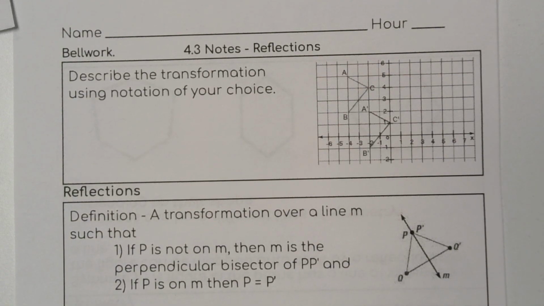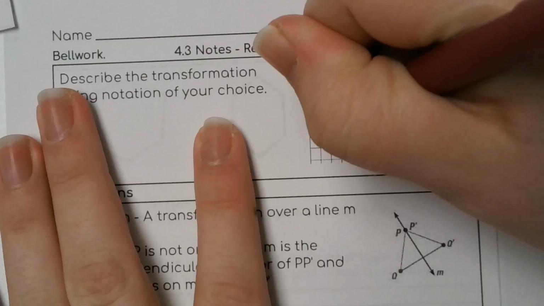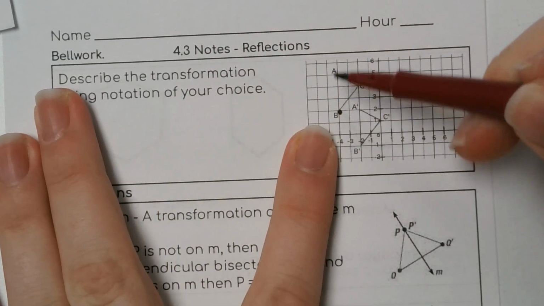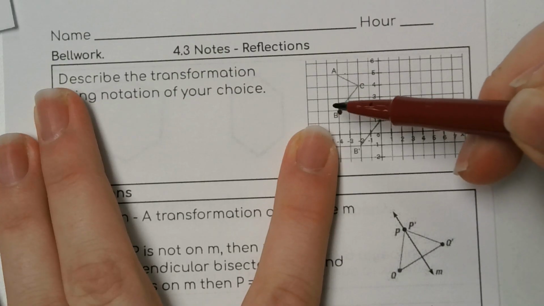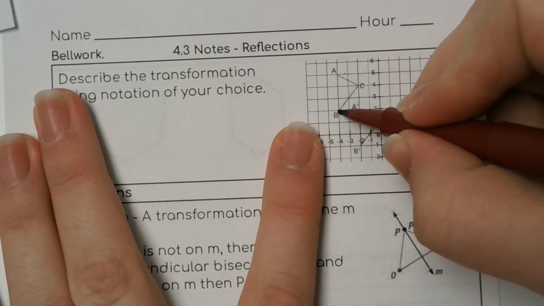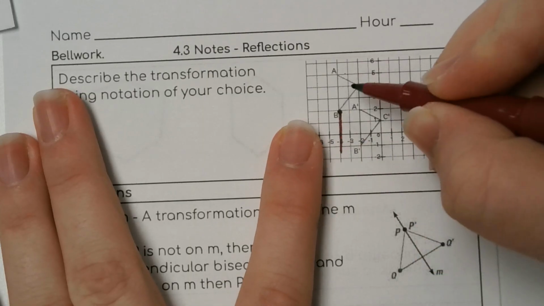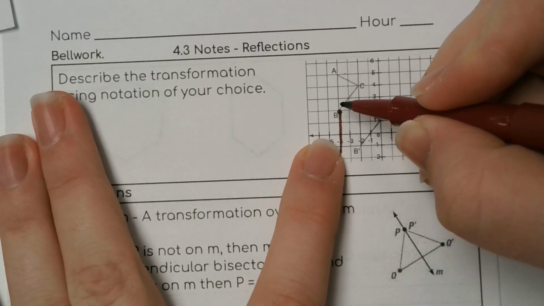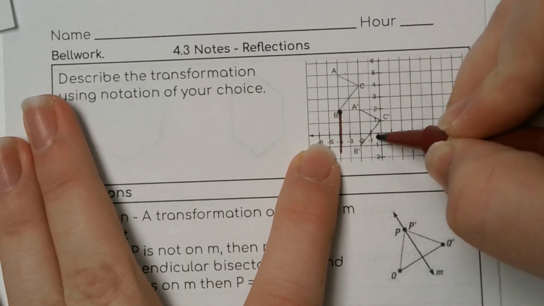Describe the transformation and the notation of your choice. So remember, when we do this, we have to make sure we go from our pre-image to our image. So the ones without the apostrophes or the primes to the ones with the primes. So in this case, do we have to go up, down? Which way? To get from here to there.